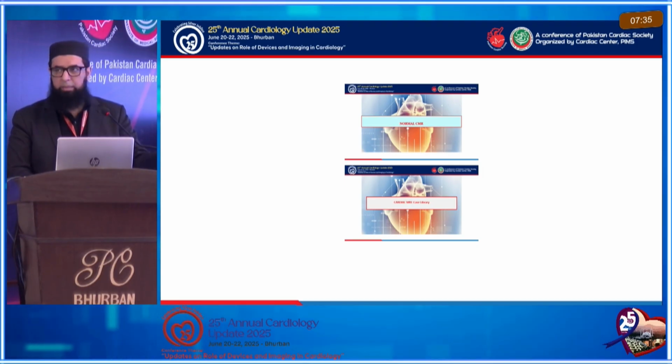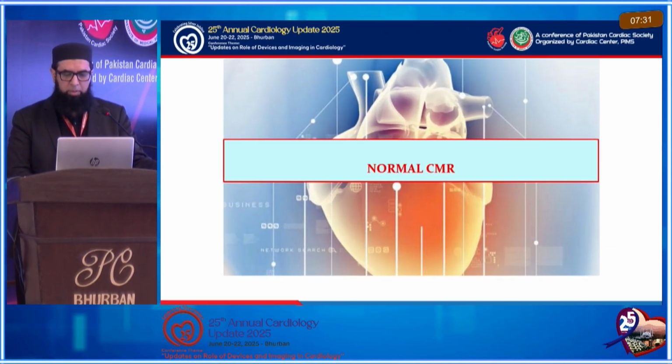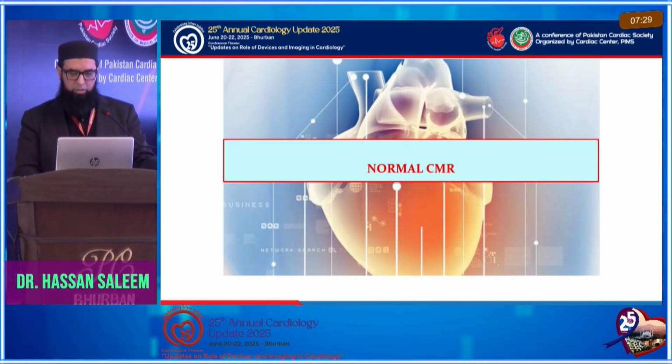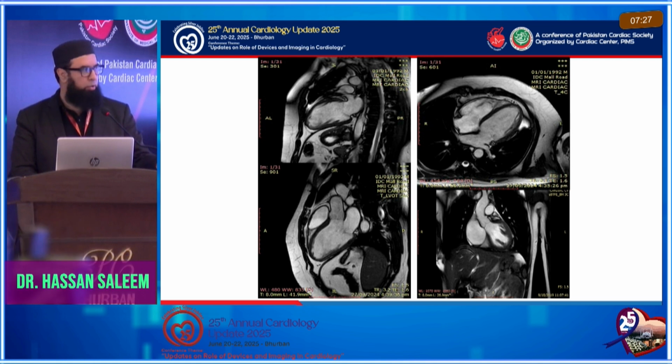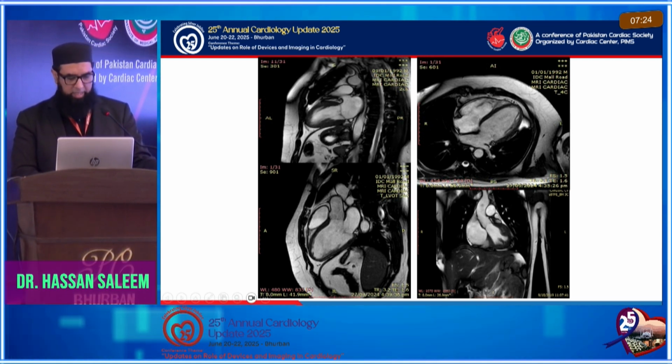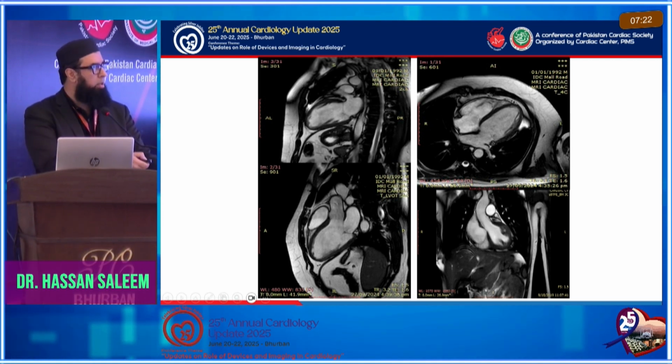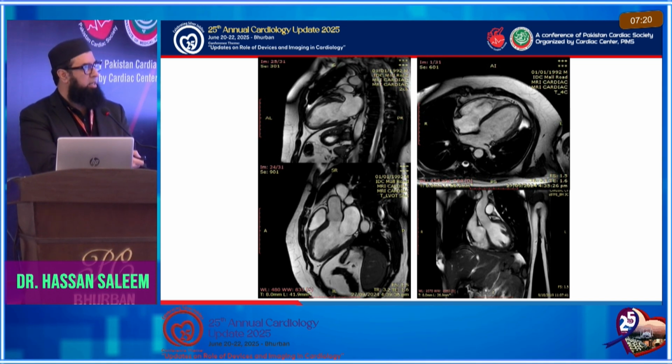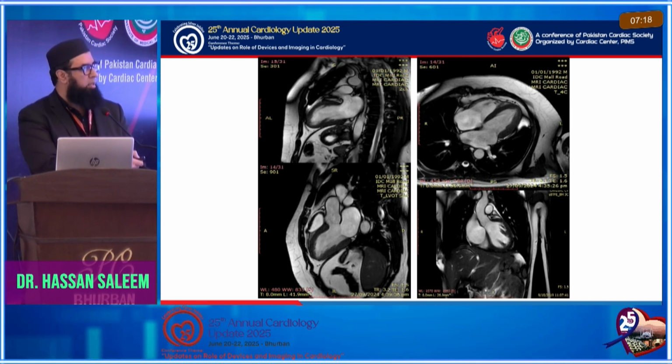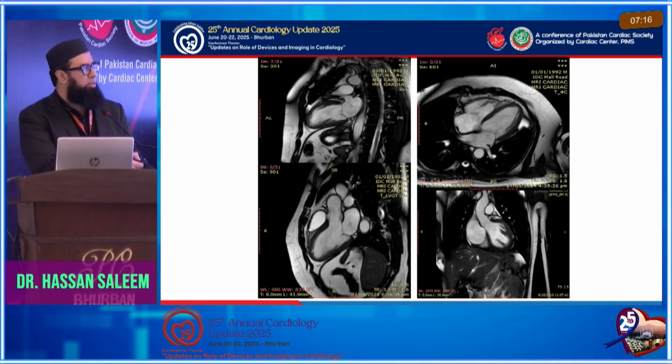So, because the time is short, I'll just quickly go through some cases for people who are interested in cardiac MR and who have some basic knowledge, beginning with the normal scan. I hope you can see my screen.